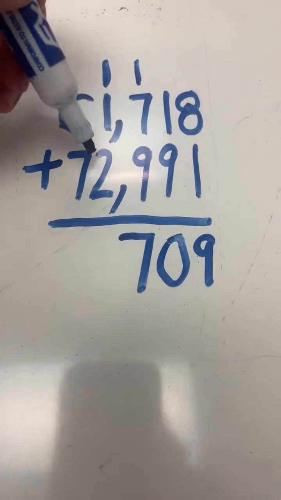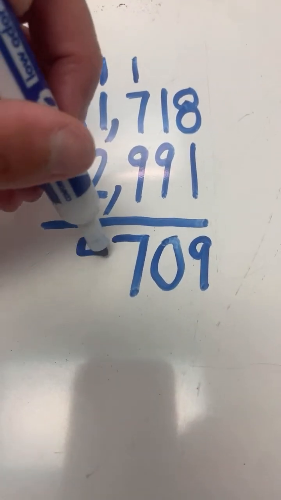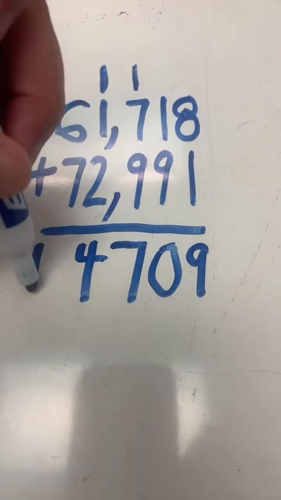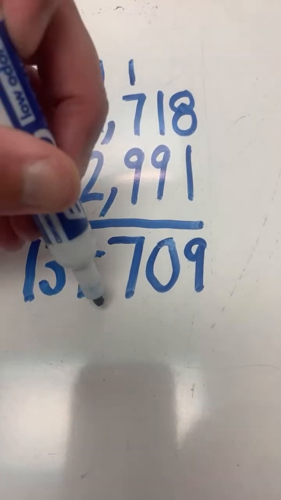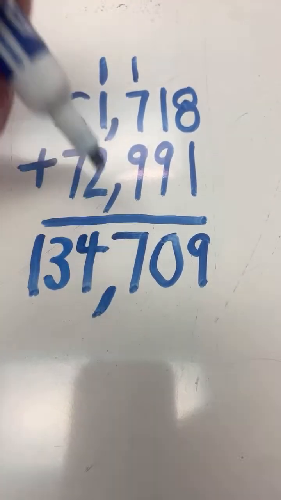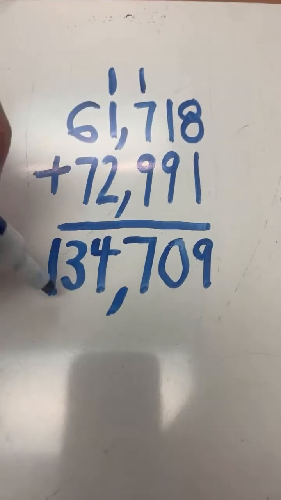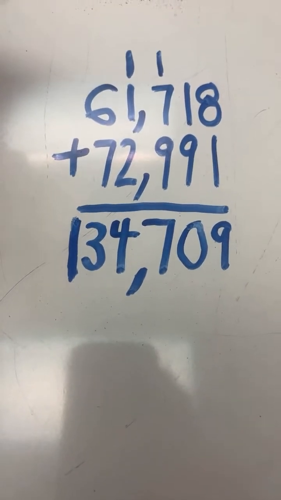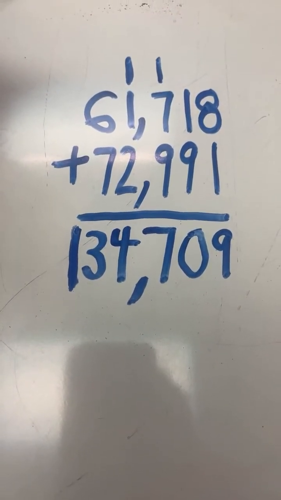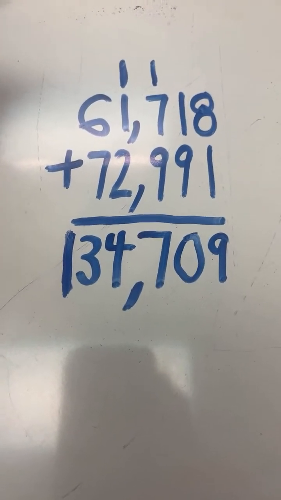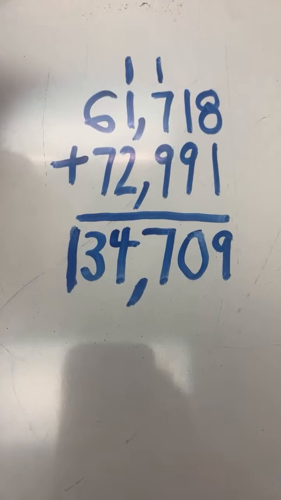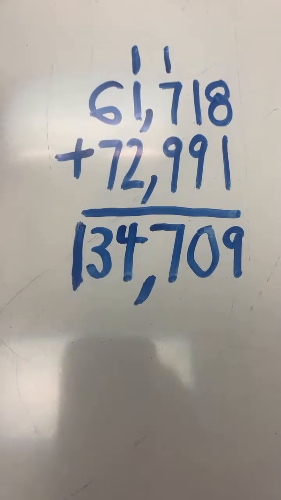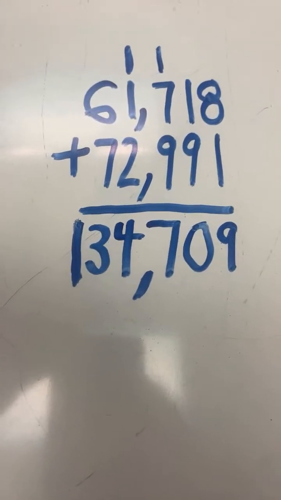1 plus 1 equals 2. Plus 2 equals 4. 6 plus 7 equals 13. All right, and we have our final answer, 61,718 plus 72,991 equals 134,709. And we are moving on to example number 3.